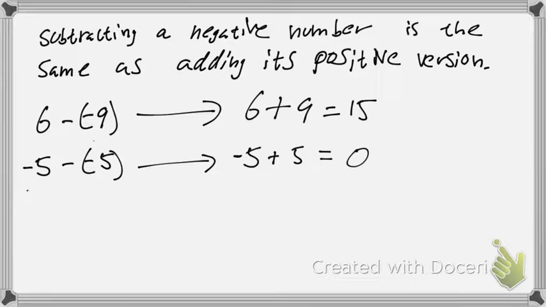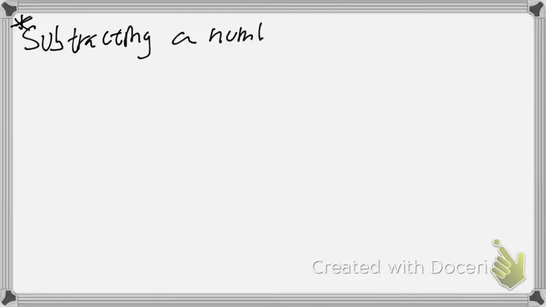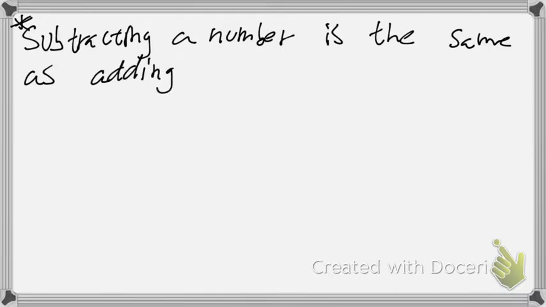Alright, I want you to write one last sentence as a summary. So right here, kind of combining what we said in those other two statements, just put a star by this part. This would be the thing you go to in your notes whenever you do these problems. Subtracting a number is the same as adding its opposite.